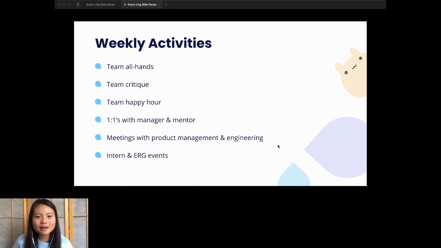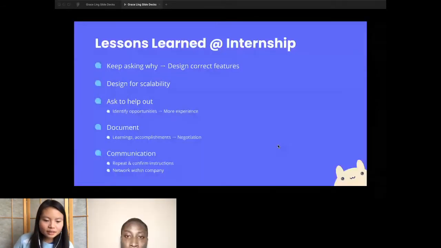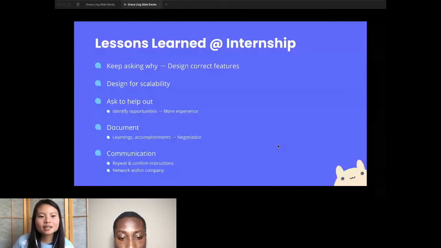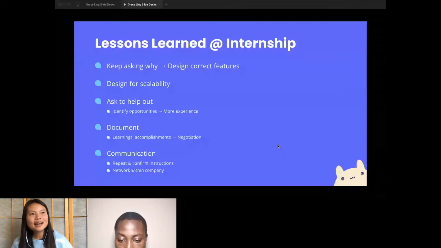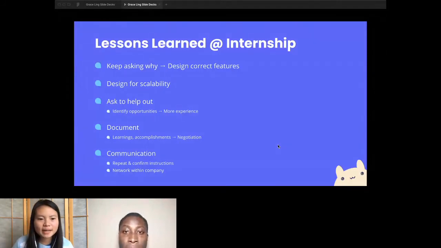And so I learned a lot of lessons along the way of my internship. I learned to keep asking why. So like, why am I doing this project? Why is this colored this way? Why do we need this? And just make sure to design the correct features. If you don't understand anything, ask why. Don't be afraid to ask questions because your manager and mentor are here to make sure you understand everything and making sure everything makes sense to you.